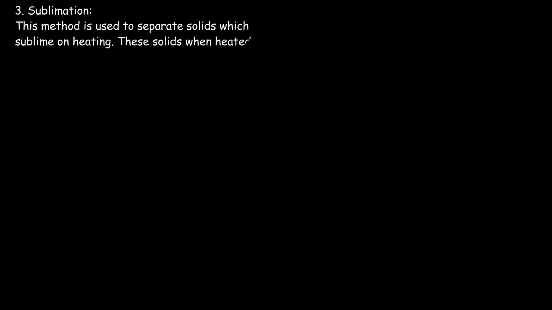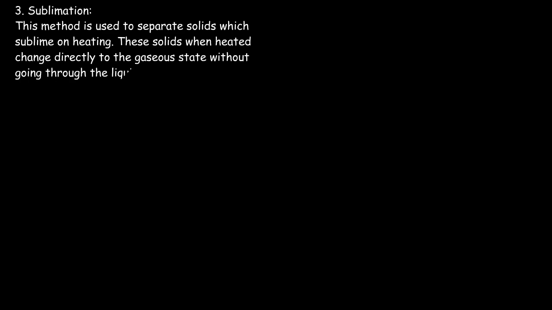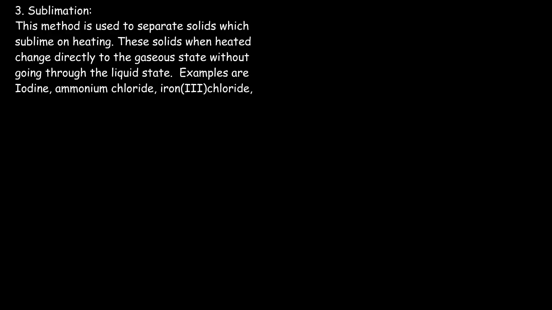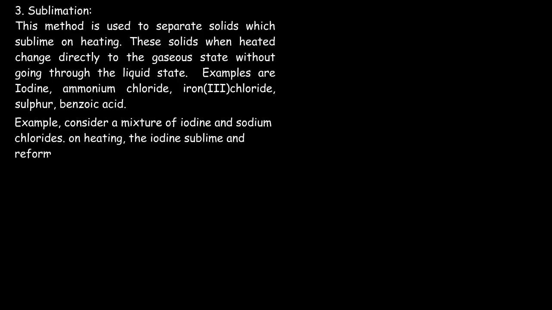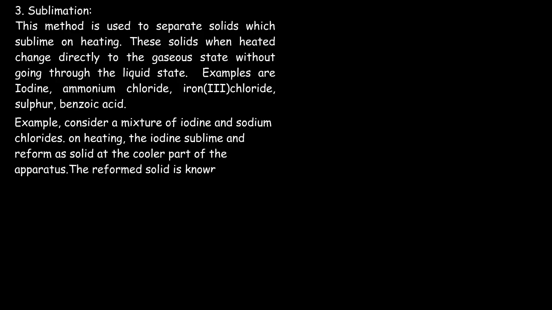Number three is sublimation. This method is used to separate solids which sublime on heating. These solids, when heated, change directly to the gaseous state without going through the liquid state. Examples are iodine, ammonium chloride, iron(III) chloride, sulfur and benzoic acid. Example, consider a mixture of iodine and sodium chloride. On heating, the iodine sublimes and reforms as a solid at the cooler part of the apparatus. The reformed solid is known as sublimate.